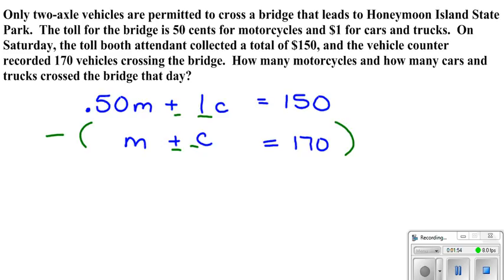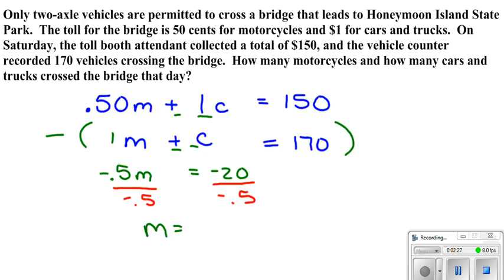So 0.5 minus 1, because there's a 1 here, even though we don't see it. I get negative 0.5 m. The c's cancel out, and 150 minus 170 is negative 20. All right, so now you divide both sides by negative 0.5, and realize when you divide by a decimal, you're really increasing your number. Really 0.5 is like a half, and when you divide by 0.5 or a half, you're really multiplying by 2. So negative 20 times 2, or negative 20 divided by 0.5, still gets the same answer as a positive 40.